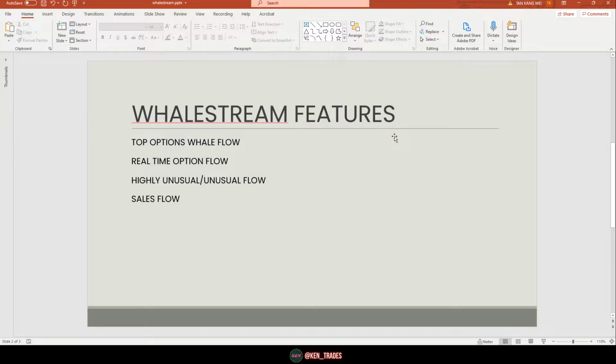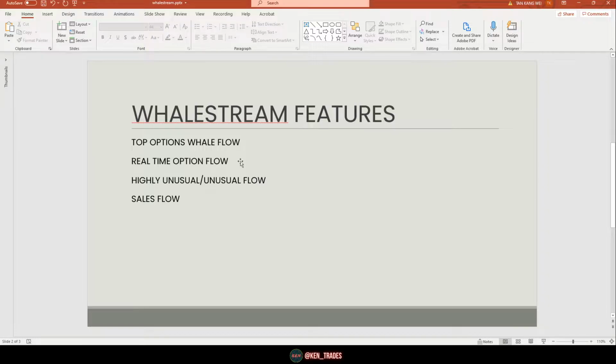So there are four main pages that I use for Whalestream. Number one will be the top option whale flow. This will just tell me what were the most opening orders, the highest flow, especially with how many contracts were opened, or how much premium was purchased, the prior day. So today is Tuesday, so it'll be for last Friday at close.